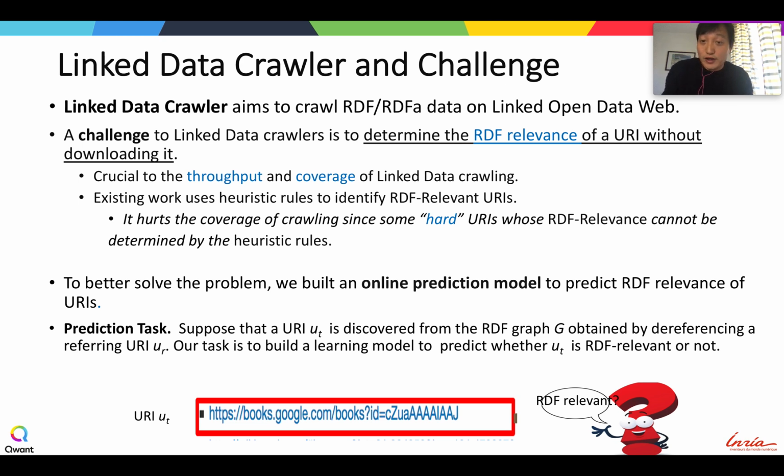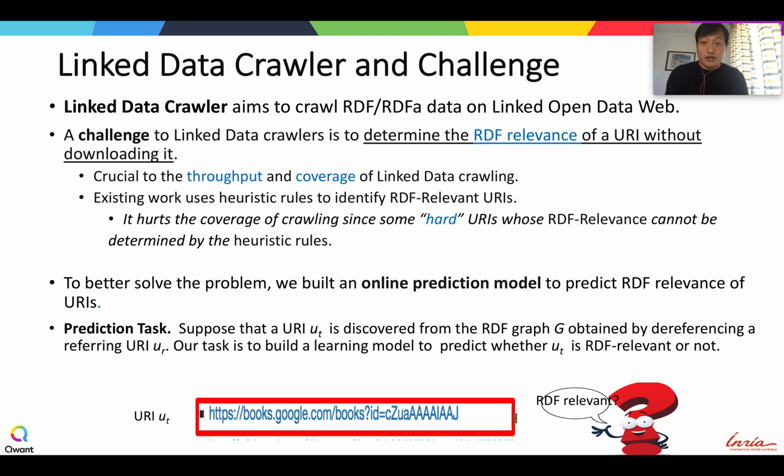the URIs leading to resources without RDF content. A challenge to linked data crawlers is to determine the RDF relevance of a URI without downloading it. Here, the RDF relevance means the representation of the URI contains RDF data. The problem is crucial to the throughput and coverage of linked data crawling.